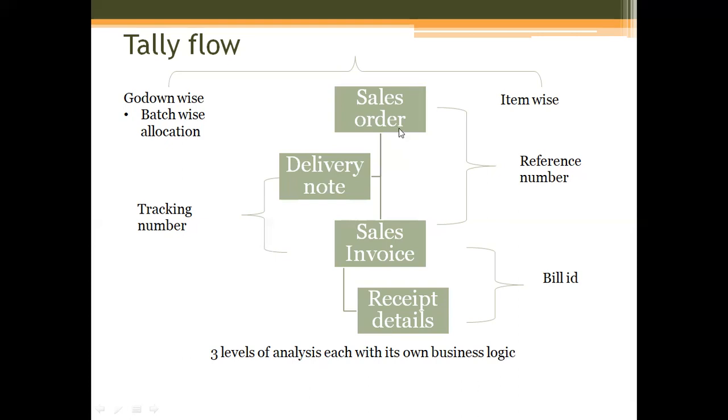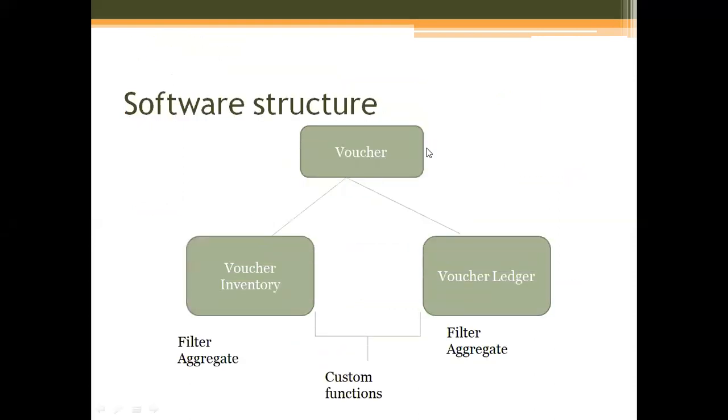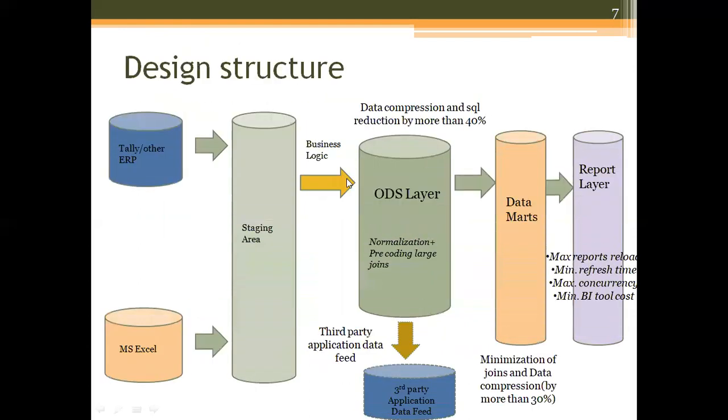Now your sales order can be analyzed godown wise or batch wise, or it can be linked item wise. So there are 6 levels of hierarchies to be analyzed. With this, I give it over to Amrita. Just one last structure: you have a voucher. At the voucher, there's an inventory movement and there's a ledger movement. These inventory and ledger movements are linked by what we call the custom function. This is what we have put up in DAX. Amrita, can you take it over from here and explain the solution to the team?